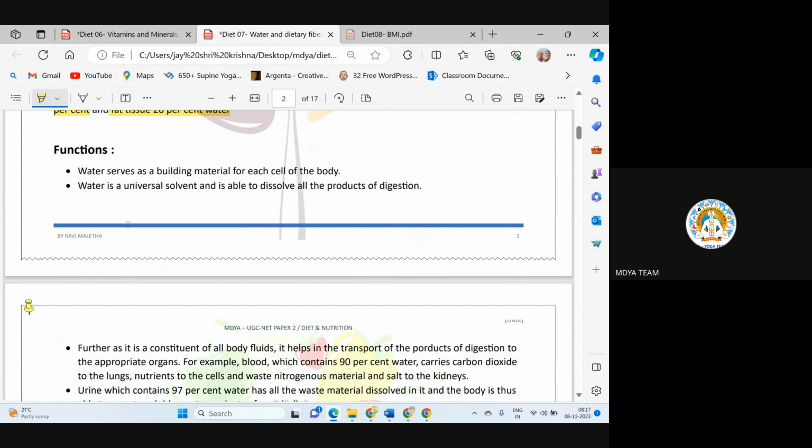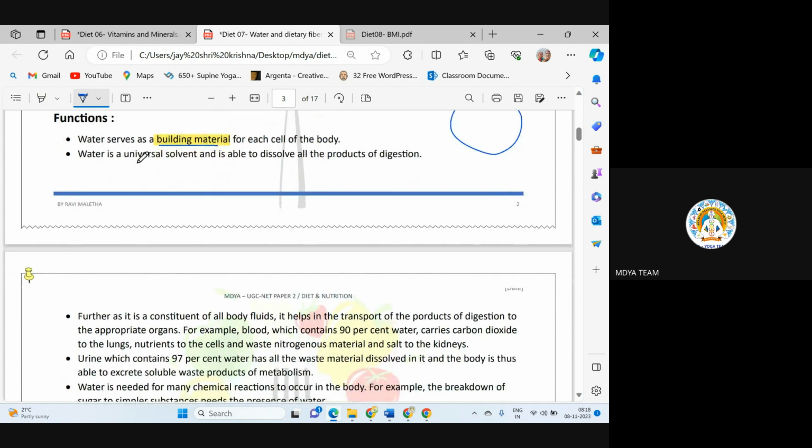First one, water serves as a building material. Like this is our cell. In the cell there is a fluid present which gives shape to our cell. That fluid is known as cytoplasm, or protoplasm also. So water serves as a building material.